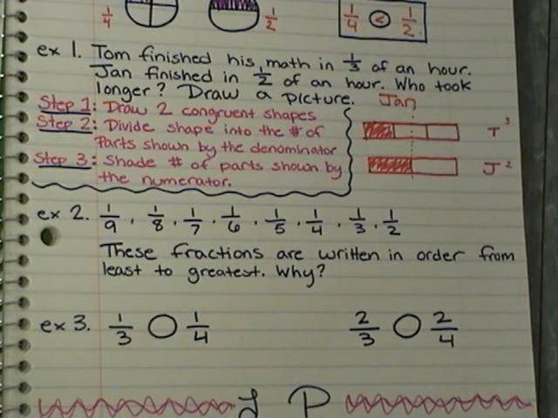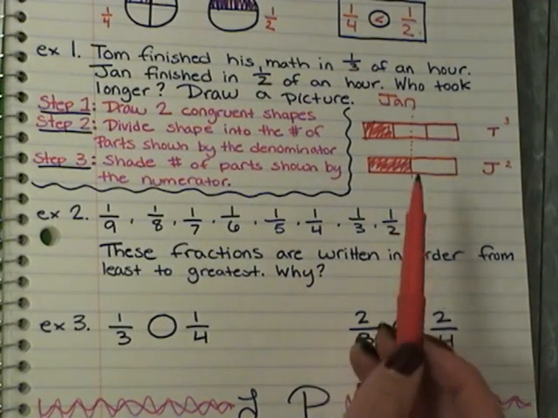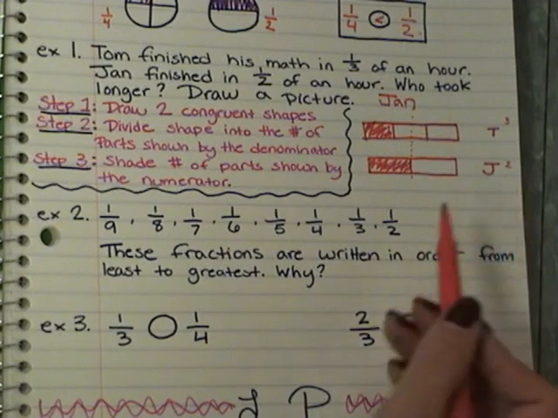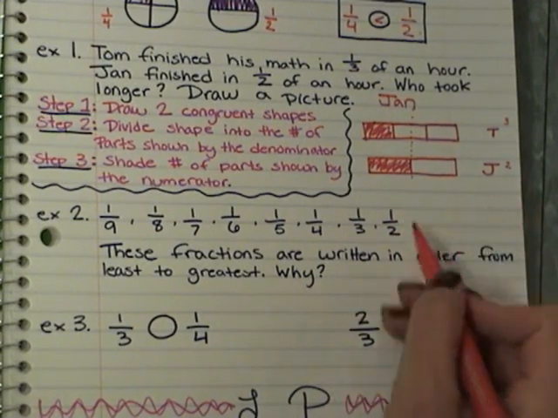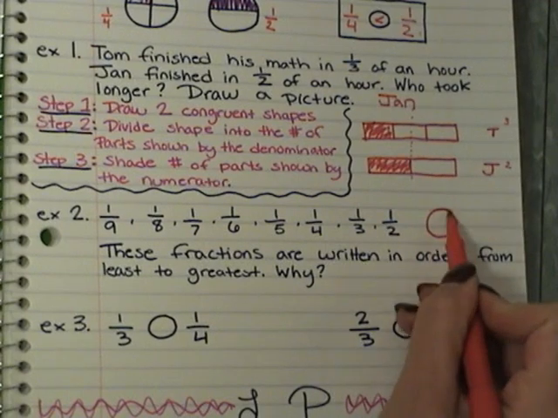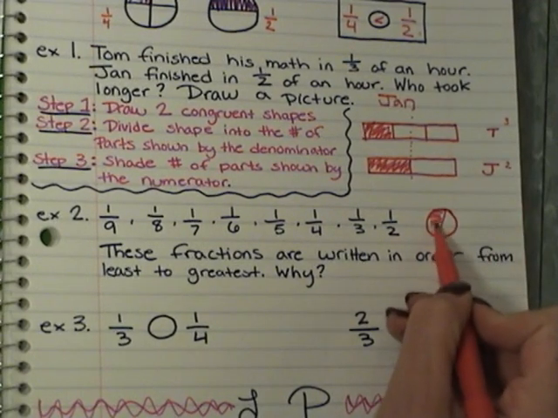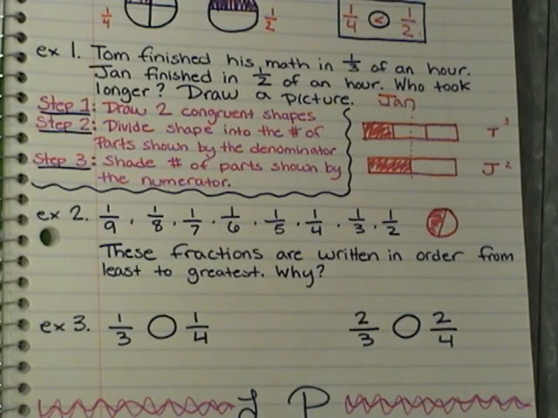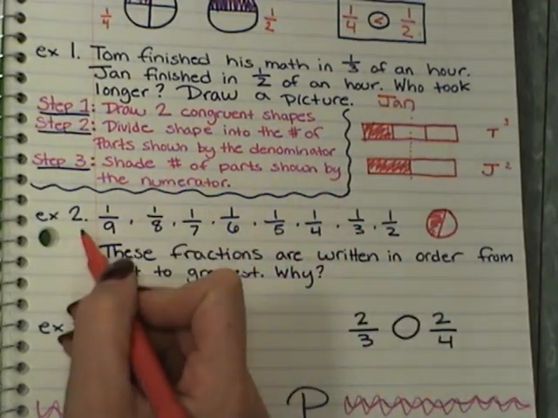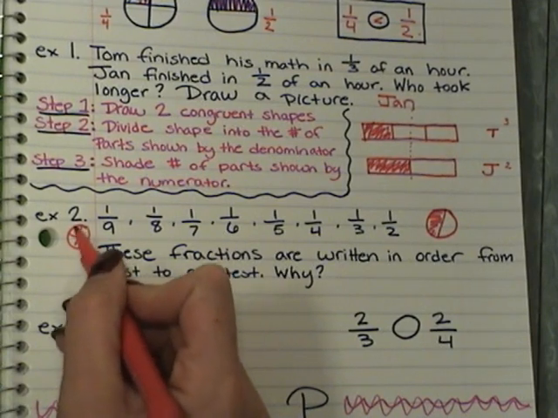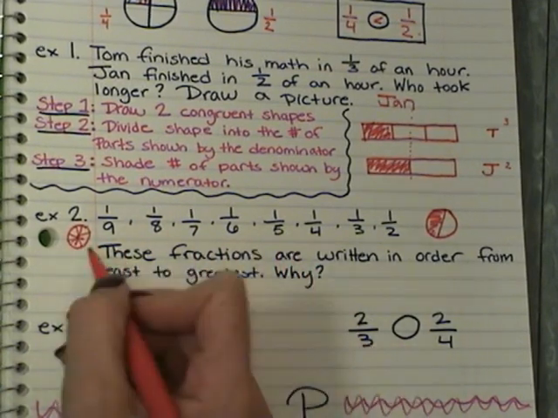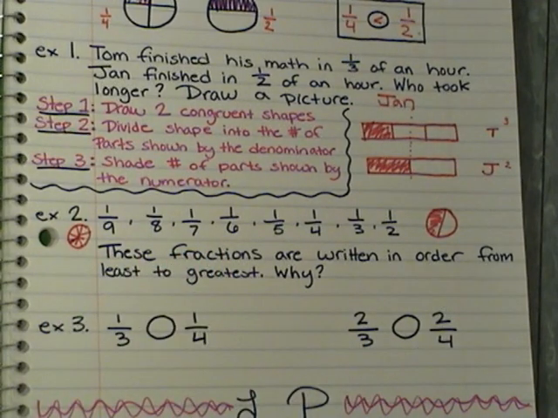It says, these fractions are written in order from least to greatest, so the smallest to the biggest. Why do you think that is? If we have a pizza and it's divided into 1/2, you get to eat 1/2 of it. That is a really big piece. But if you were to come down to this 1/9 and you had a pizza, these are going to be 8s, so even smaller than that, and you were to eat 1/9 of it, that's not a really big piece.